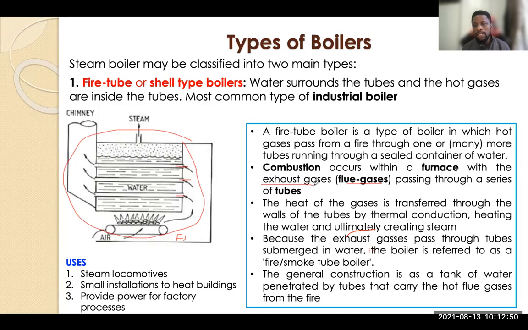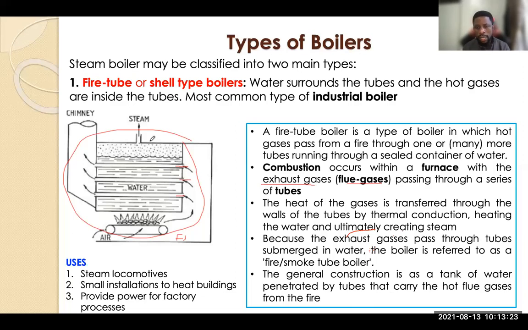So obviously these gases carry heat in them. So these heat carriers now go from the furnace into the tube. So as the heat is carried by the exhaust gases through the tube, the water surrounding the tubes is heated. So the water within the drum is heated, and as the water is heated, steam is formed.